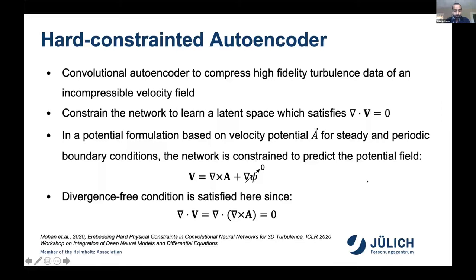In order to do that, they exploit the so-called potential formulation, which is based on the Helmholtz decomposition. So the velocity field, you could write it in this form based on the vector potential and the scalar potential. For the particular case in this paper, they had steady and periodic boundary conditions, so this scalar potential could be put to zero. Which gives them an expression where the velocity field is equal to the curl of the vector potential, basically.